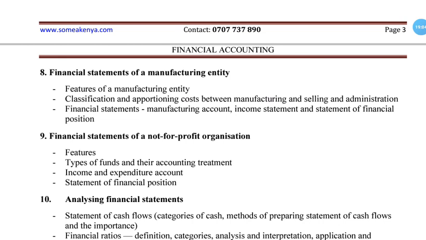Another area will be financial statement of a not-for-profit making organization. So those organizations that are formed not with a core business of making profit. In most cases, they offer services or they offer charitable services. So we shall have the features, the types of funds and their accounting treatment, income and expenditure account, the statement of financial position.